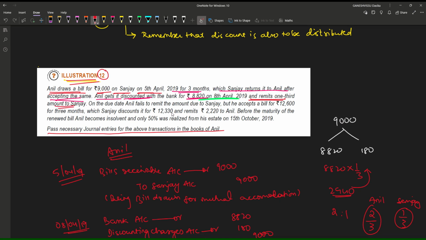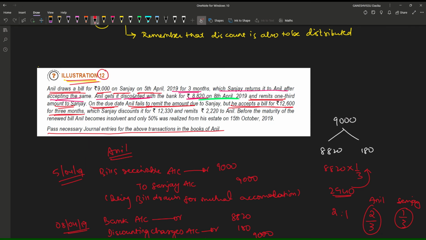Monthly amount has been remitted to Sanjay. On the due date, Anil fails to remit the amount to Sanjay. Why is it every time the person who is drawing the bill is failing to pay? It is somewhat awkward, right? But he accepts a bill of 12,600 later for 3 months.